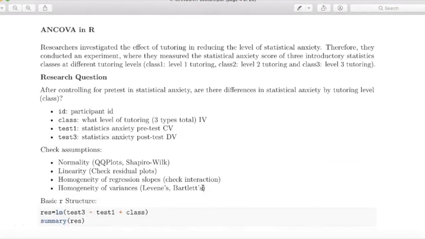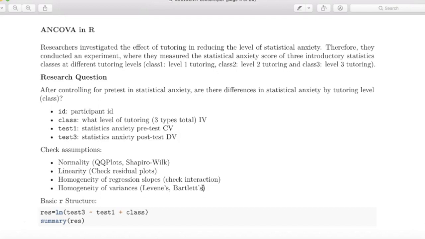So, how to do an ANCOVA in R. I'm not going to go through a full example, but I am going to show you the basic structure of the code. So pretend we're interested in statistical anxiety. There's an experiment, and you have three groups, three introductory statistics courses, and they were randomly assigned to that course. And there are different tutoring levels for each one of those classes. So our variables would be the classes, that would be our IV. We would have our test 1, which is the statistics anxiety pretest. That would be our covariate.